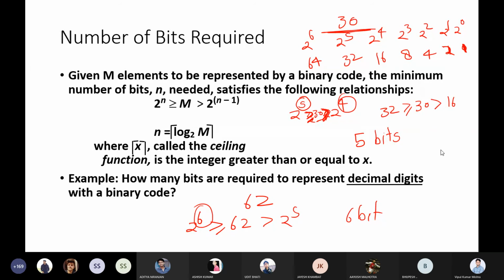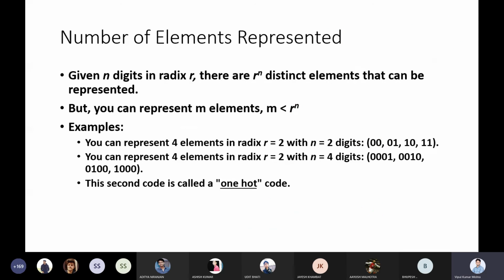Okay. Now the last point for today's class, number of elements. Here you are looking at two different ways. You have 4 elements. When you say 2 digit, just 2 digit. So there are two different ways to represent a number. When you say 2 digit, you are talking about 2 bit. So with 2 bit, how many numbers can you represent? You can represent 2 to the power 4 numbers.